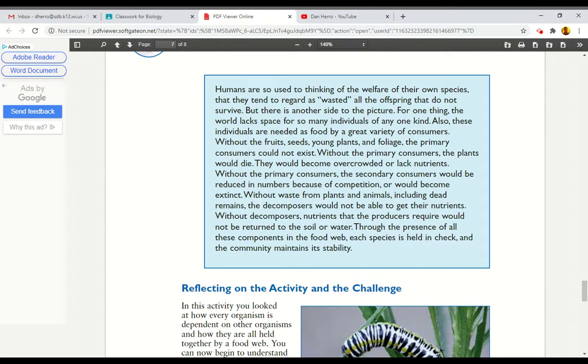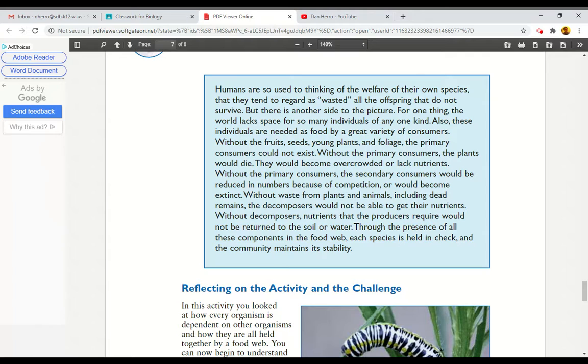But there is another side to the picture. For one thing, the world lacks space for so many individuals of any one kind. Also, these individuals are needed as food by a great variety of consumers. Without the fruits, seeds, young plants, and foliage, the primary consumers could not exist. Without the primary consumers, the plants would die. They would become overcrowded or lack nutrients.